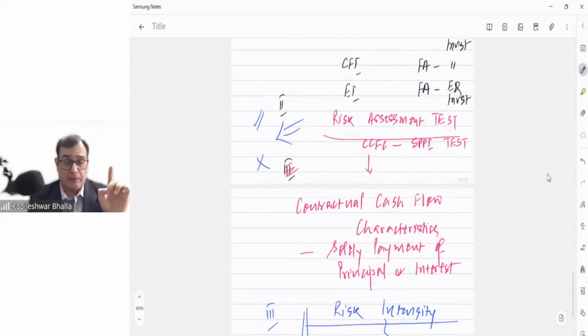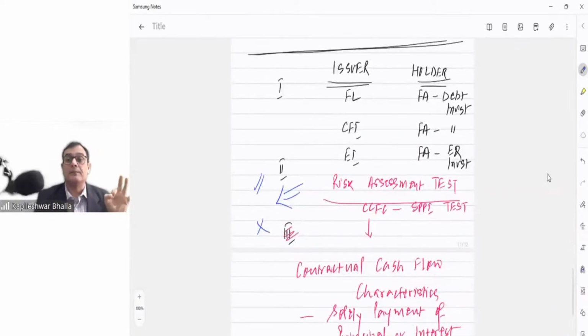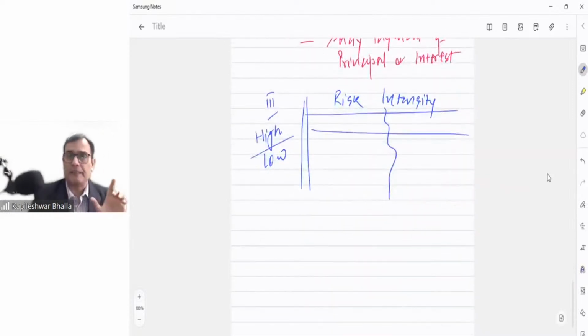In my step number 2, the risk assessment test is common for debt and equity investments. I repeat, in step number 2, the risk assessment test is common for debt and equity investments. So whether you're looking at a debt investment or an equity investment, there is a common test. But in step number 3, there is a different test for a debt investment and a different test for equity investments in terms of checking the intensity.